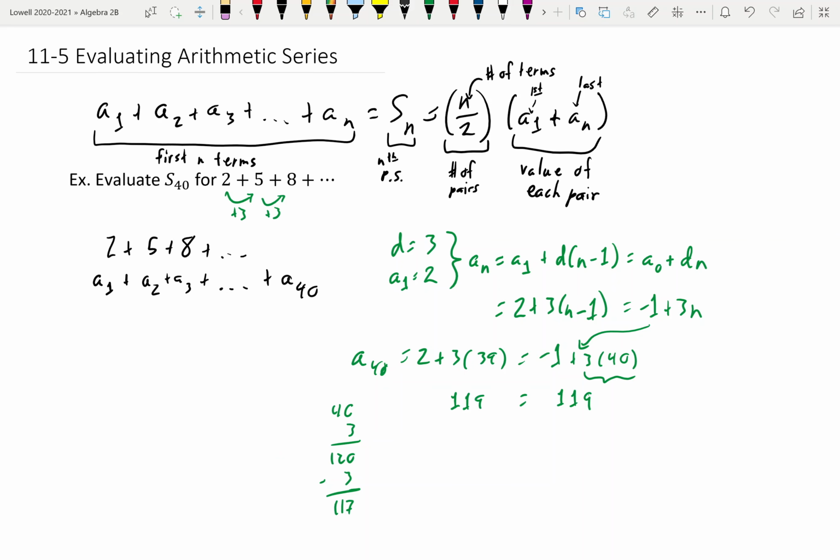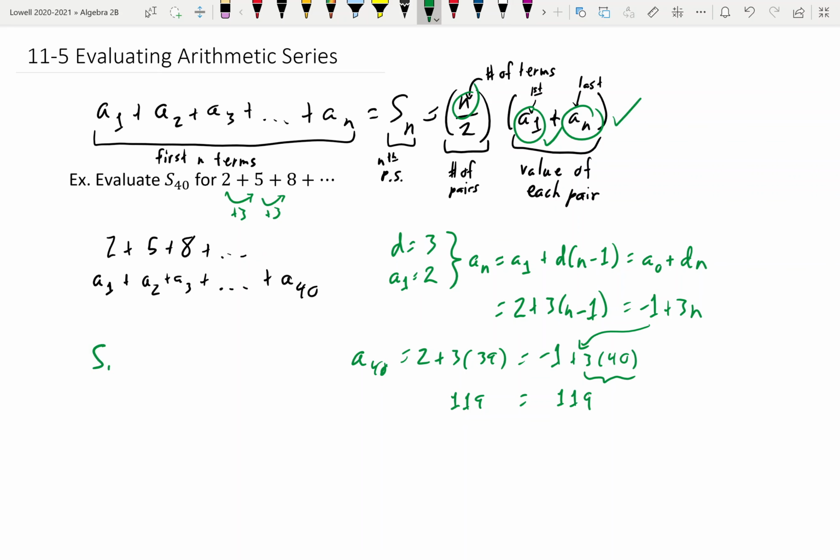Again, the whole purpose of this was to use the formula for an by building the equation for the sequence, to figure out what the 40th term is. Because now we know what the last term is, and we know what the first term is. Do we know how many terms there are? Absolutely, we do. We're going from term 1 to 40, so there are 40 terms. 1, 2, 3, 4, 5, all the way to 40.